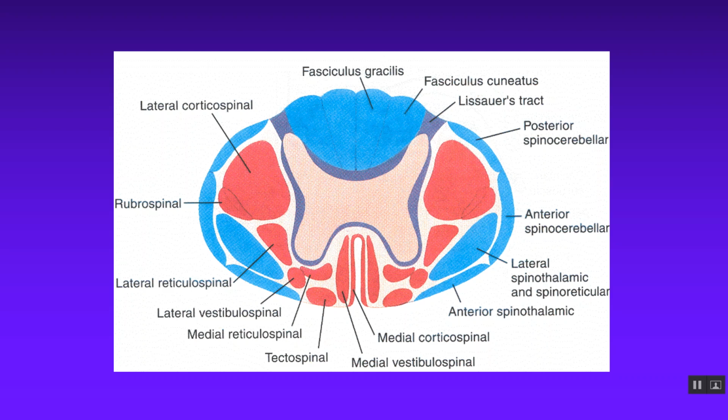And then the purple, that is propriospinal axons. They're really close to the gray matter, so there are some axons that run up and down and communicate between different segments of the spinal cord via those propriospinal axons.